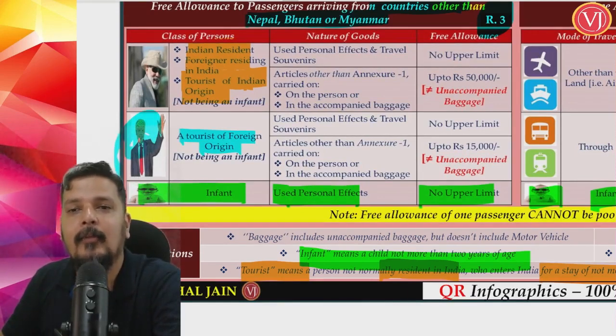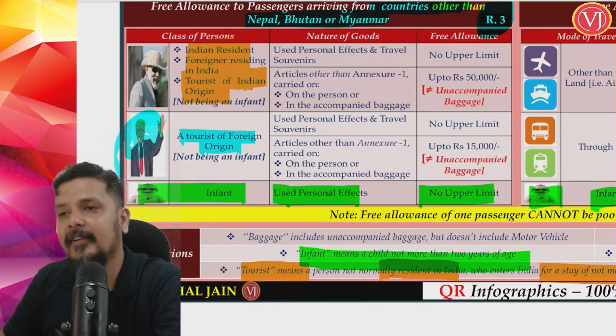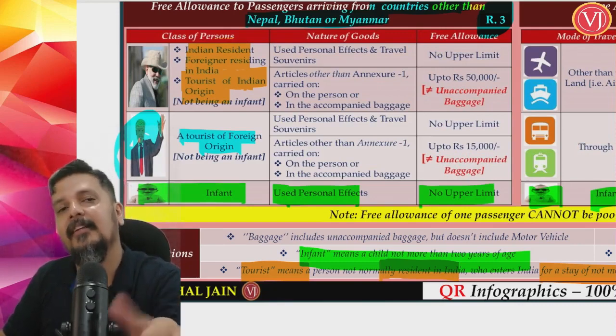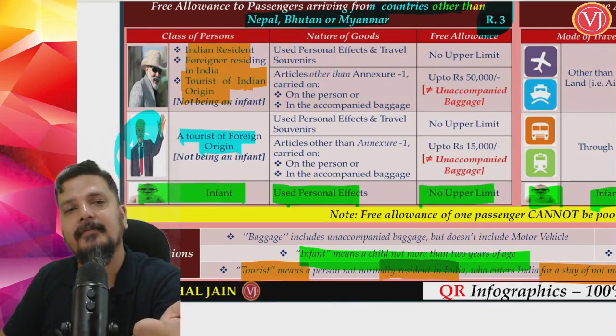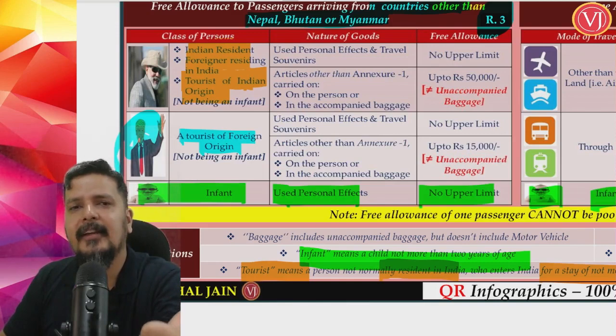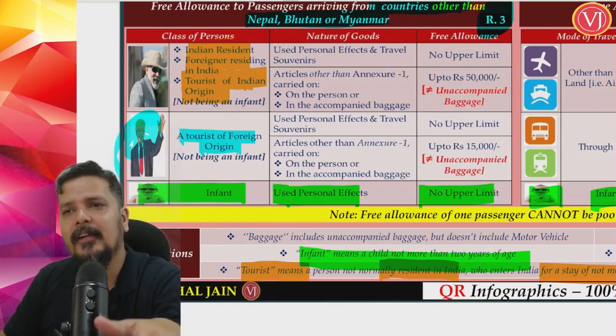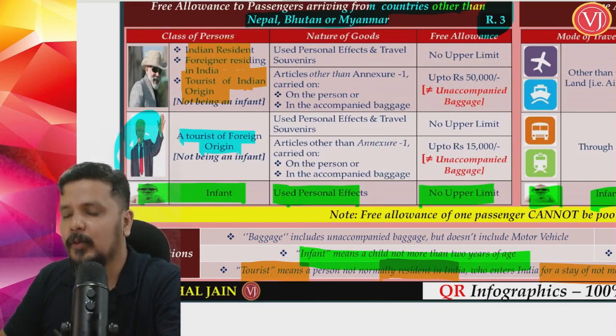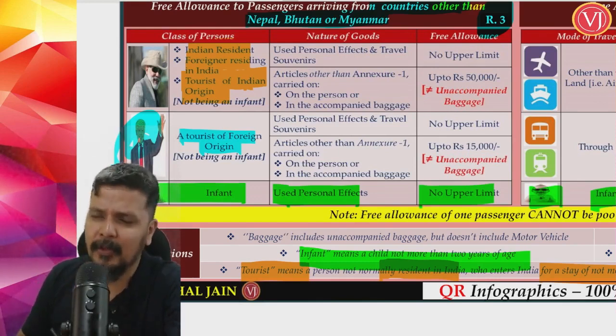Tourist of foreign origin. Right. So the first category is Indian resident. Indian resident means a valid passport holder. Second, foreigner residing in India, tourist of Indian origin. Next category, tourist of foreign origin.